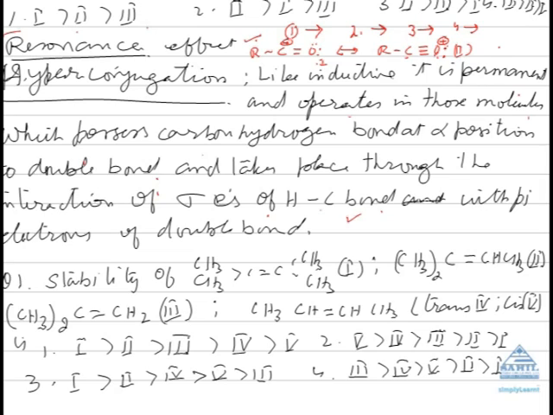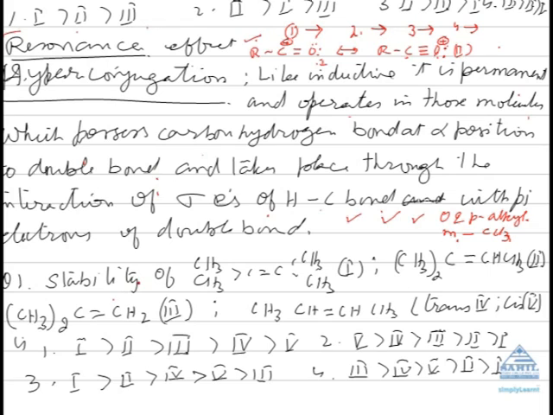Dear students, hyperconjugation increases the stability, hyperconjugation decreases the heat of hydrogenation, hyperconjugation explains ortho and para directing property of alkyl group, hyperconjugation explains meta directing property of CCl3 group, hyperconjugation explains the stability of more substituted alkenes.